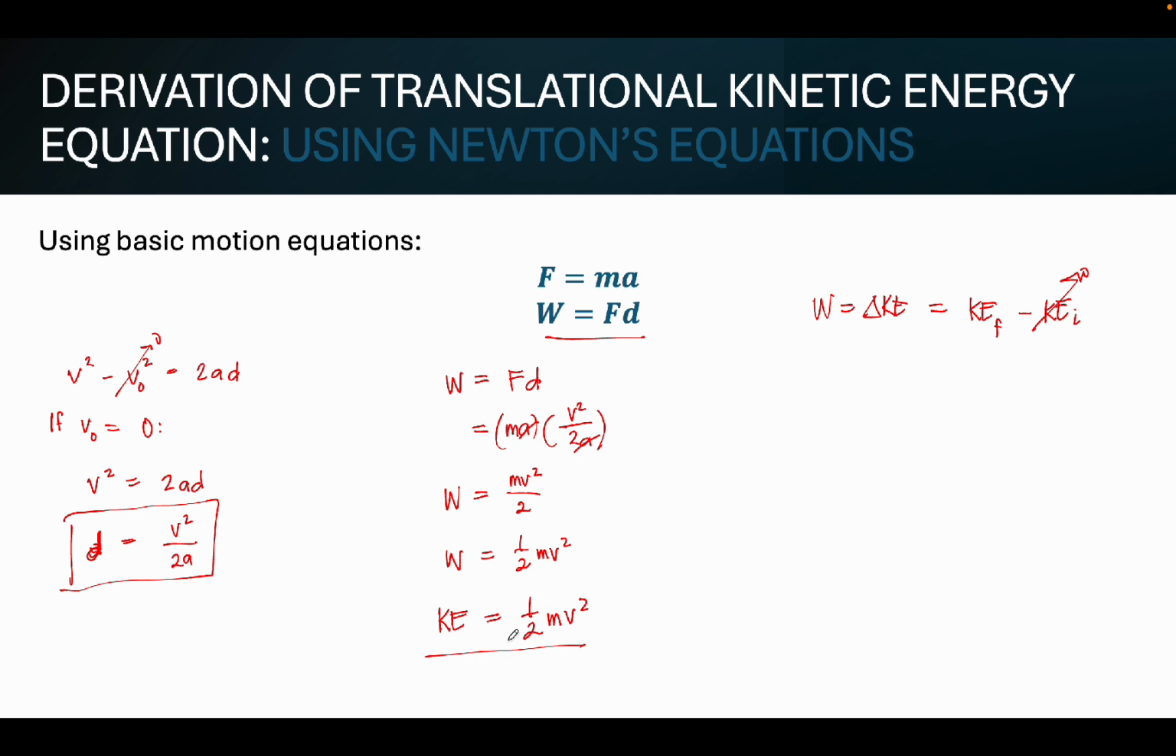Okay? So that is how we derive translational kinetic energy using the 2 methods. The first one is we used the work energy theorem, and the second one is we used Newton's equations to derive the translational kinetic energy formula. Okay, so we are done with the derivation of the translational kinetic energy.